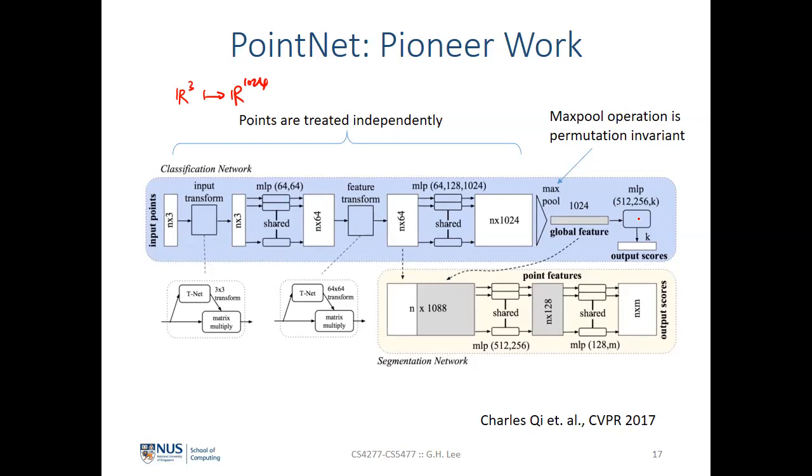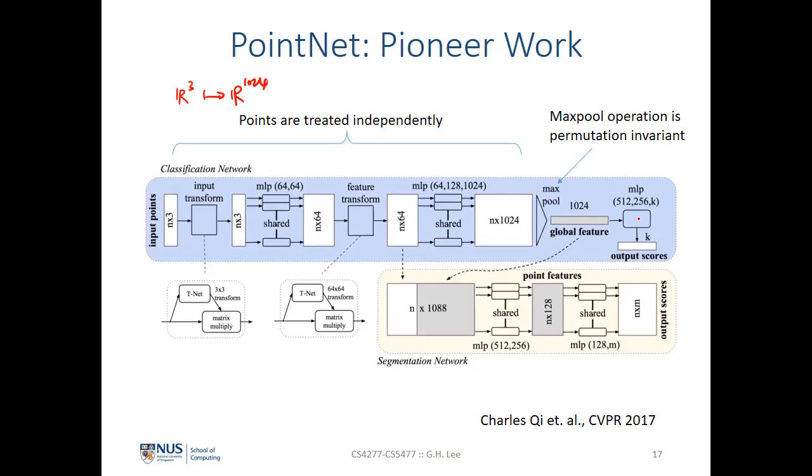Now, I think this paper now has been cited like 10,000 times, and it's a truly nice work, I think. After this work, a lot of people actually started working on point clouds. We were one of them. When we first saw this paper, we were so excited that we did a lot of work in this area here.